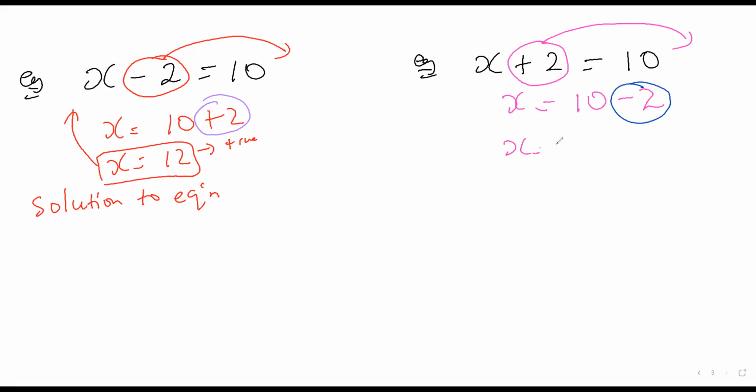So x is equal to, right? 10 take away 2 is what? 8. 8 here is the solution to this equation, right? So 8 plus 2 is 10. Let's verify that. Yes, 8 add 2 equals 10, right? Nice. So we see the two laws side by side here.